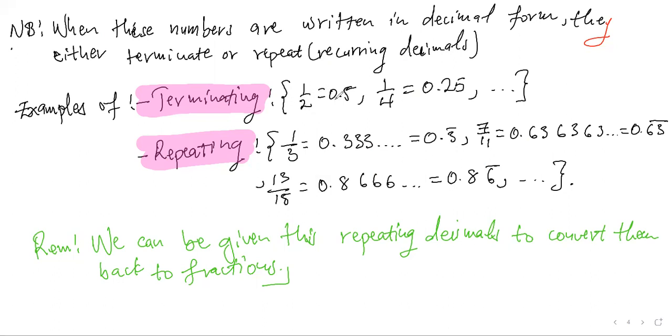1/2, when you write it as a decimal, is 0.5. And 1/4 is 0.25. Others like these will terminate, they will not repeat.